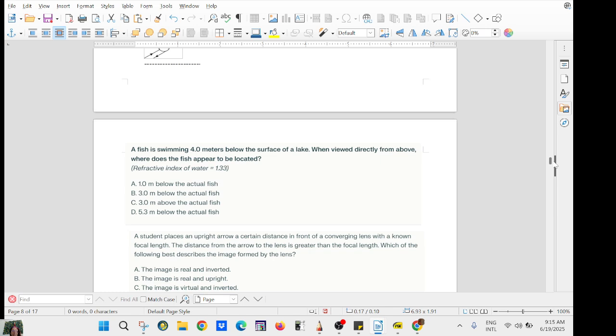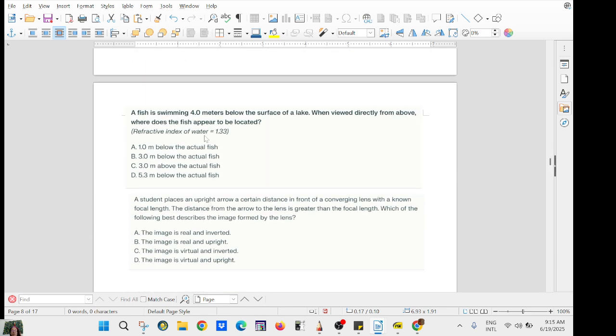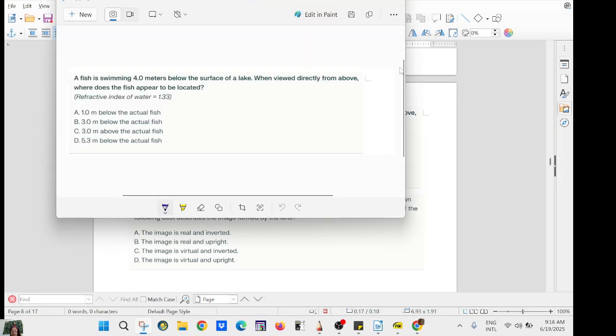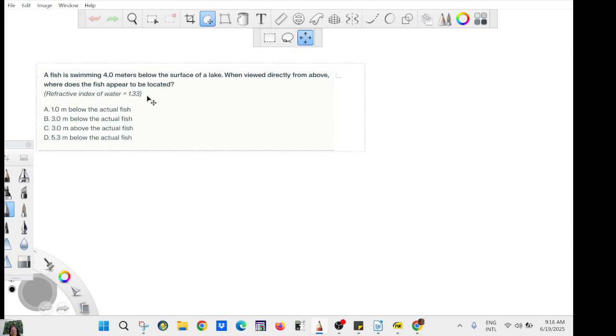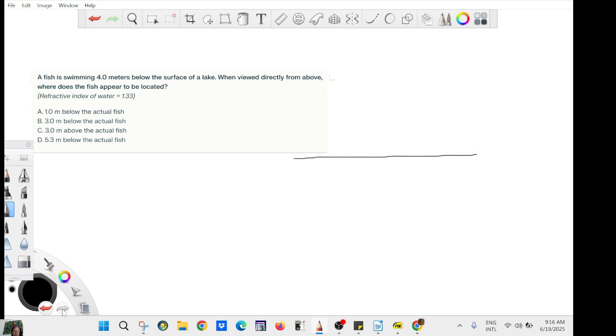So this is called a retroreflective bead. Right? So let's do this one. It's like a virtual image, right? When you look at something in water, it will look closer to the surface than it is in reality. And this is because of refraction.